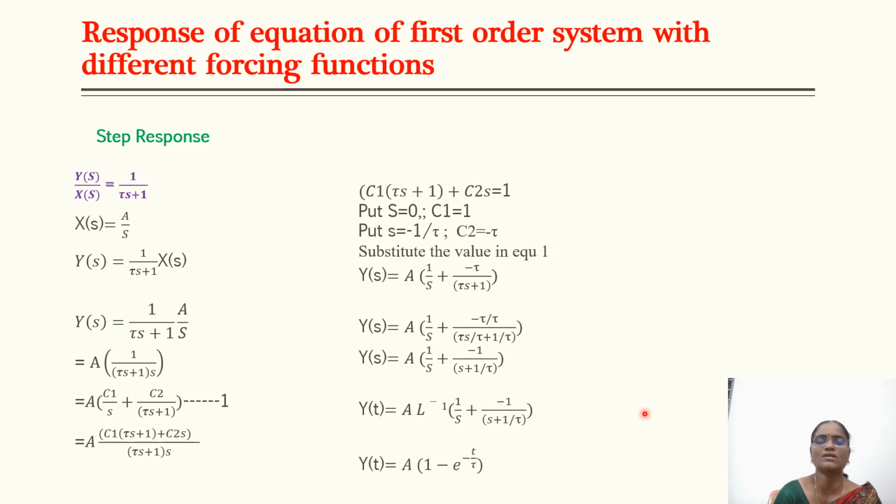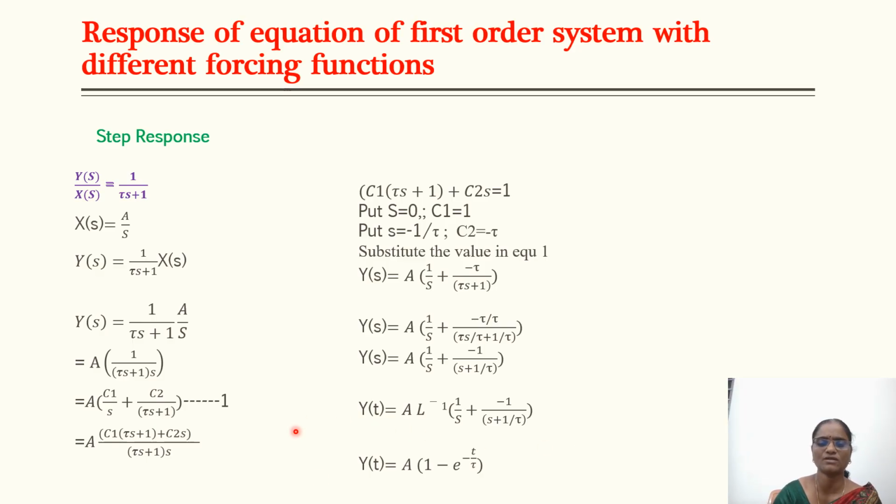Now you can have one doubt: what is the use of this response equation? Where are we going to use it? For example, if you know this is a first order process and a step disturbance occurs, one can directly use the final response equation. So what is the final response equation of a first order system with step input? That is y of t equals A into 1 minus e to the power minus t by tau.